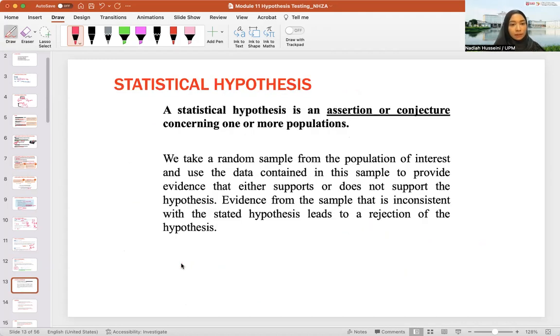Okay, so again, recapping on statistical hypothesis. What time is it? Okay, we have time. A statistical hypothesis is an assertion or conjecture. What is that? Assertion is you are making a statement with full conviction, or a statement that you feel is very factual. You believe it to be factual, but we don't know yet, right?